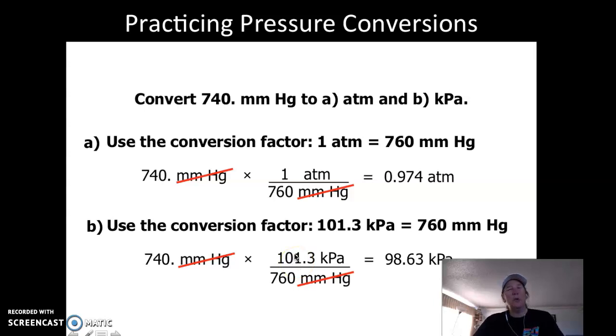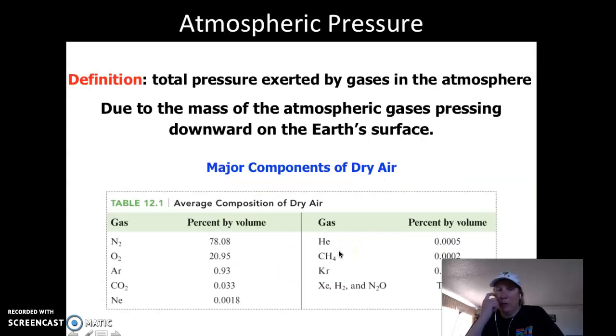You don't have to convert too often, but again, the units that we use most often are these 3. Millimeters of mercury, atmospheres, and kilopascals. Okay, so when we're talking about atmospheric pressure, you hear this all the time, like on the news and all that. It's the total pressure exerted by gases in the atmosphere. If you think about it, the atmosphere is above us. It's what we breathe, right? But it's being pushed down. It's being exerted down by gravity, okay? Most of the atmosphere we have is right now down toward the surface because of gravity, okay?